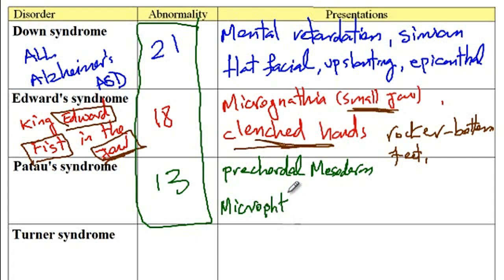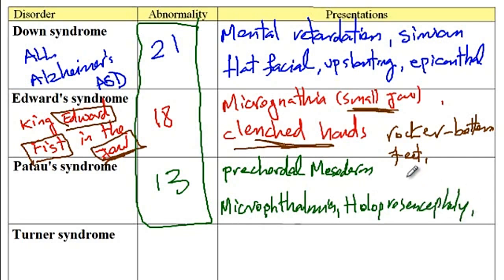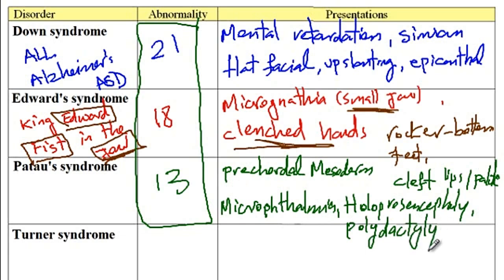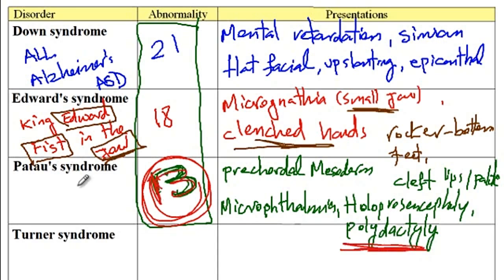microphthalmia, which means that they have small eyes. They can also have holoprosencephaly as well as cleft lips and palates. And then in addition, these patients can have polydactyly, which means that they have extra sets of fingers. The way I memorize this feature is that patients with Patau syndrome, which is trisomy 13, have 13 digits. So instead of having 10 fingers, these patients have 13 fingers. This way I can memorize polydactyly as a feature of Patau syndrome.